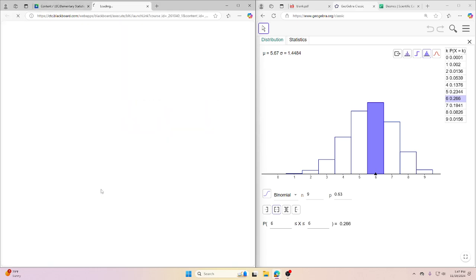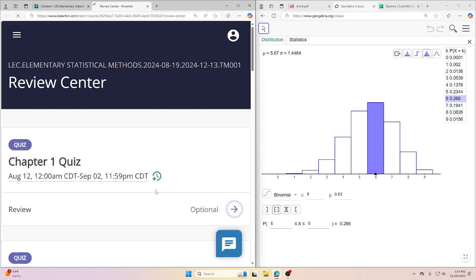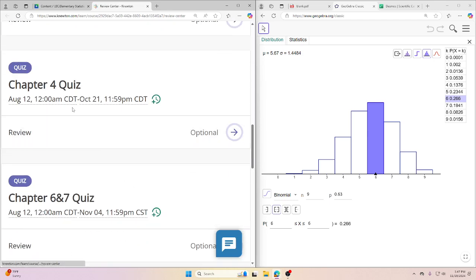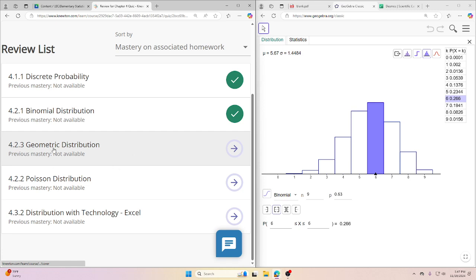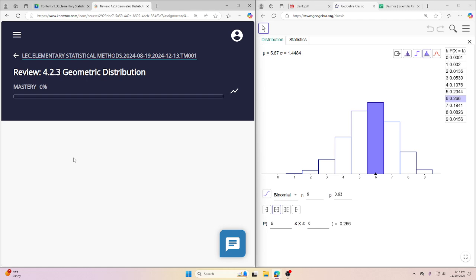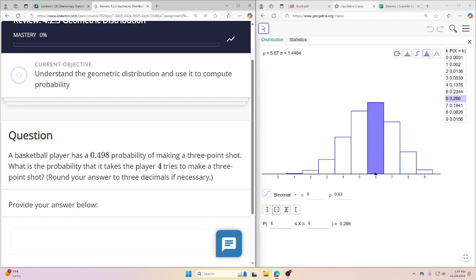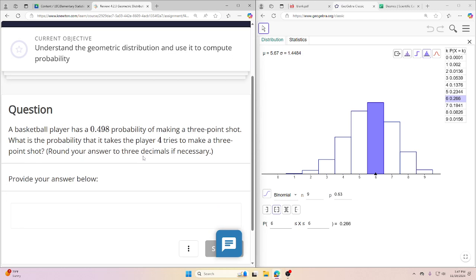No, don't X. Okay, sorry. Let me go back to what we were doing. This one? Yes. Okay, geometric. Definitely going to be one of these on there. So how do I know it's geometric? It's this many times until he finally makes it, kind of thing. So until success. Geometric is until success.